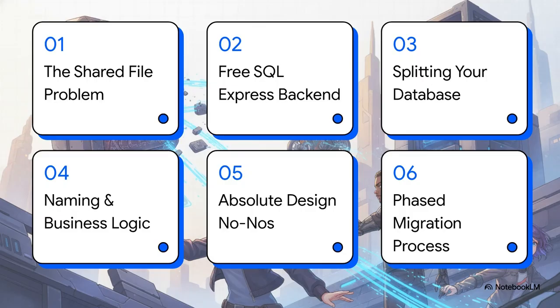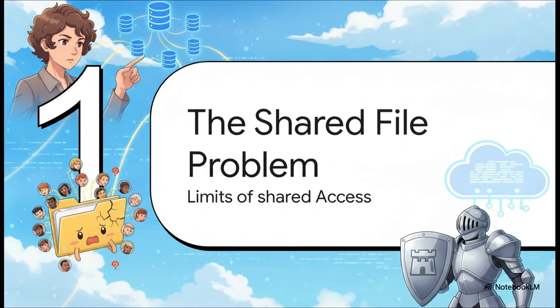Quick roadmap for today. We'll hit: 1. The shared file problem. 2. Free SQL Express backend. 3. Splitting your database. 4. Naming and business logic. 5. Absolute design no-nos. And finally, 6. The phased migration process. Starting with Section 1, the shared file problem, the limits of a shared access backend.